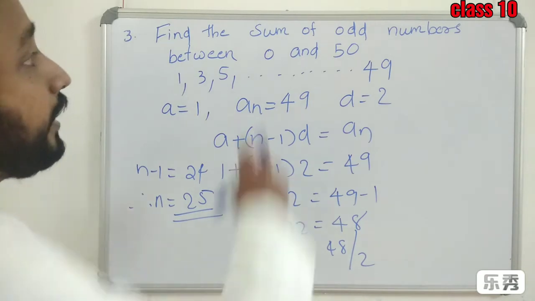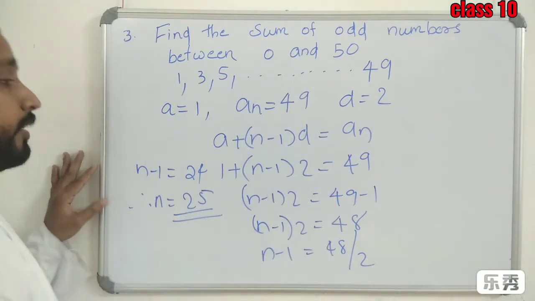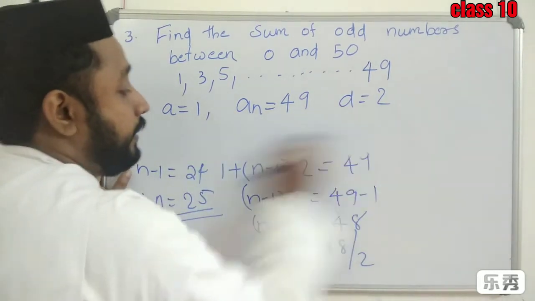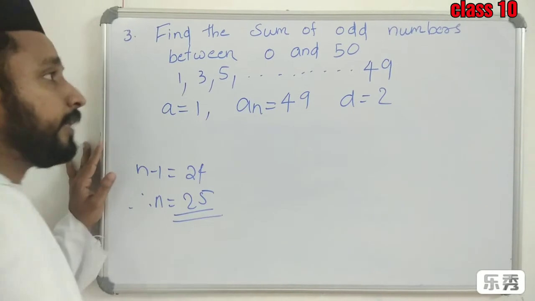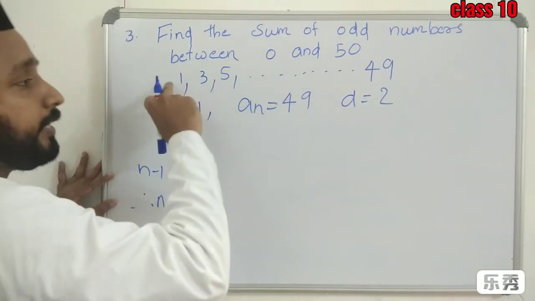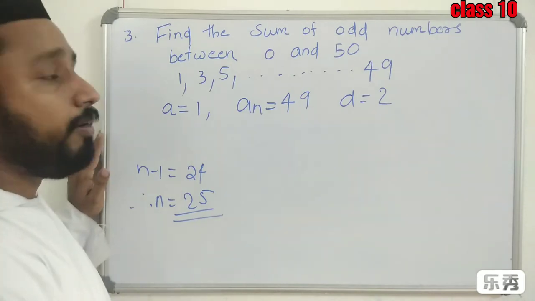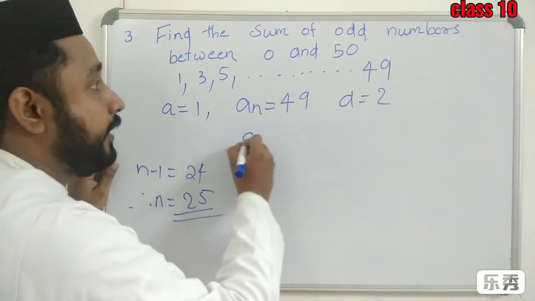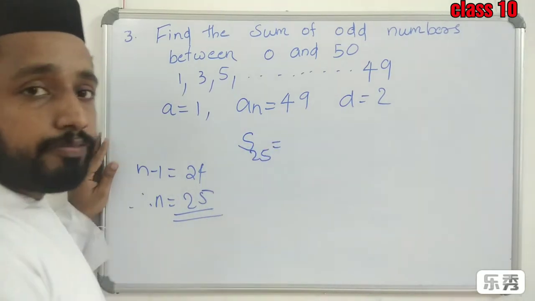Now we have to find the sum of this AP. We got n is equal to 25, so there are 25 terms in this AP, which means there are 25 odd numbers between 0 and 50. So we have to find the sum of these 25 odd numbers, that is S25, the sum of 25 terms.